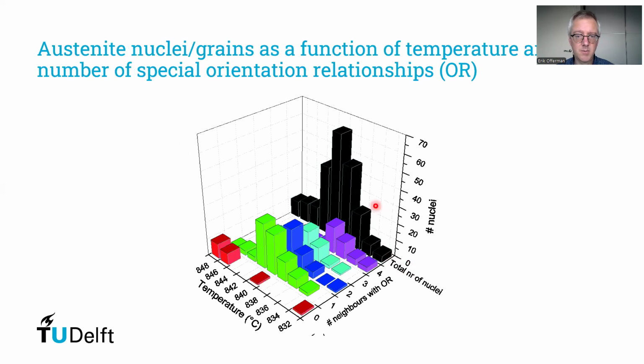Now here you see the number of nuclei as a function of temperature, and this is the overall formation of new nuclei as a function of temperature. The special thing about this graph is that we can now subdivide it into the different components that it consists of, namely austenite grains without any special orientation relations with neighboring ferrite, with only 1 ferrite, with 2 ferrite, with 3, and with 4 ferrite grains.